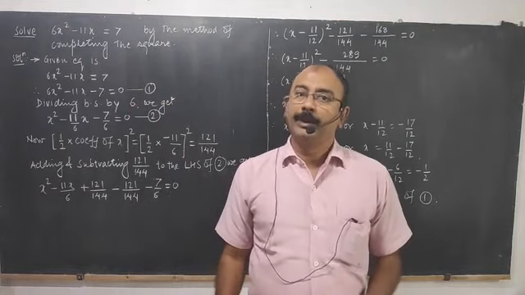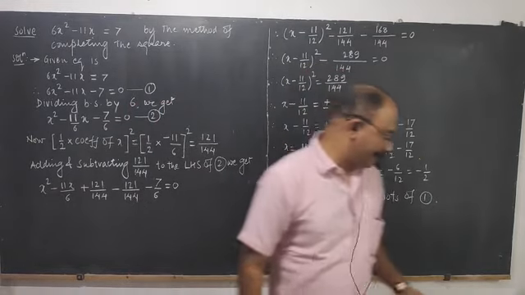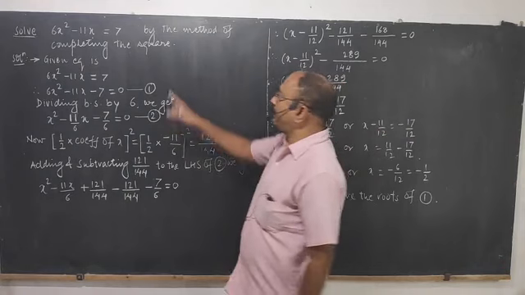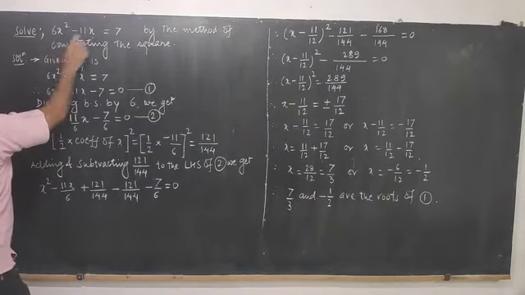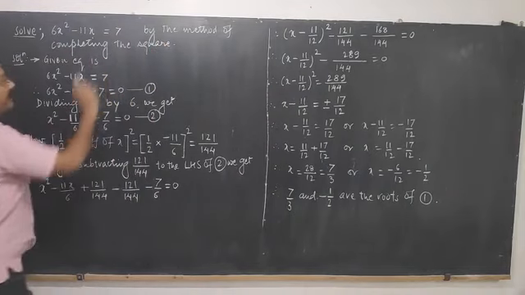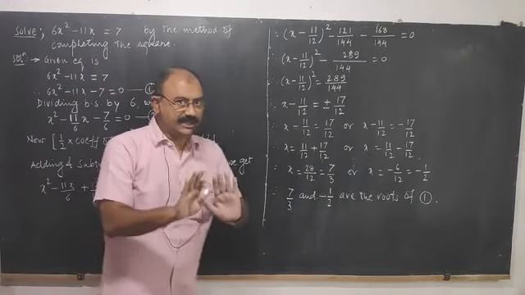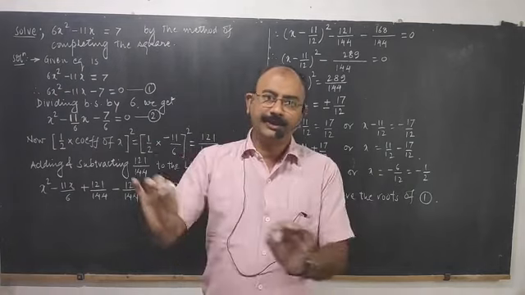One more example on the method of completing the square. The question is there on the board. Solve this equation by the method of completing the square. In the exam it is clearly mentioned like this: solve by so and so method.